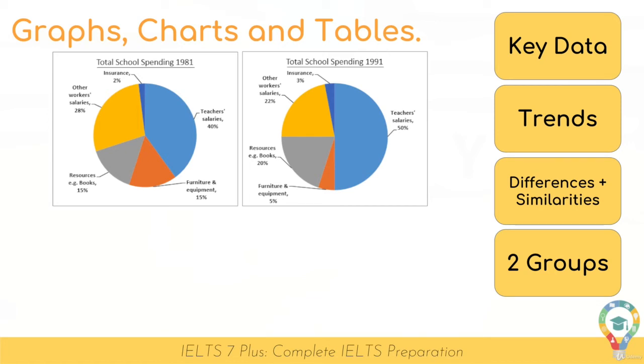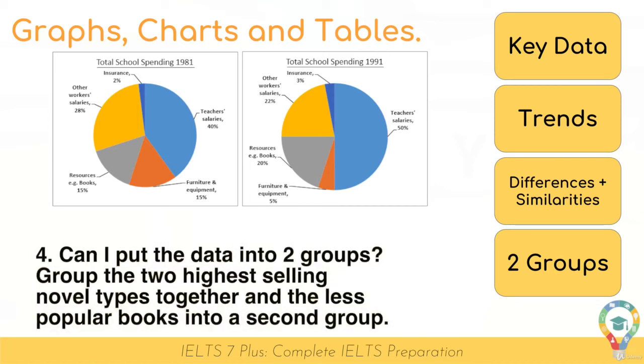And for our last key question, can I group the data into 2 groups? Well, this is quite easy for the visual information we have. It would make perfect sense to group between the 2 years of 1981 and 1991. And again, this will help you to structure your answer and have 2 paragraphs where you give lots of information. I'll tell you more about this later in the course.